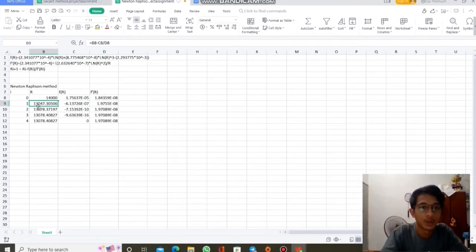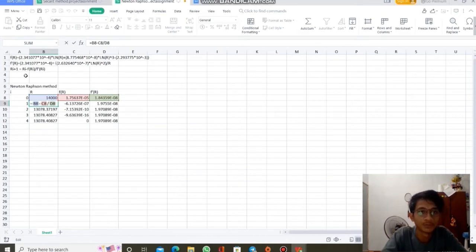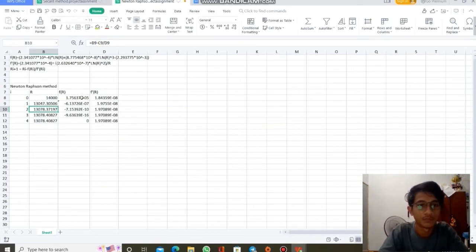And next, how to find the second R is using this formula R(i+1). So Ri minus function Ri divided by function inverse Ri. So here is 14,000 minus F(R) divided by function inverse R. So we get the value for new R.